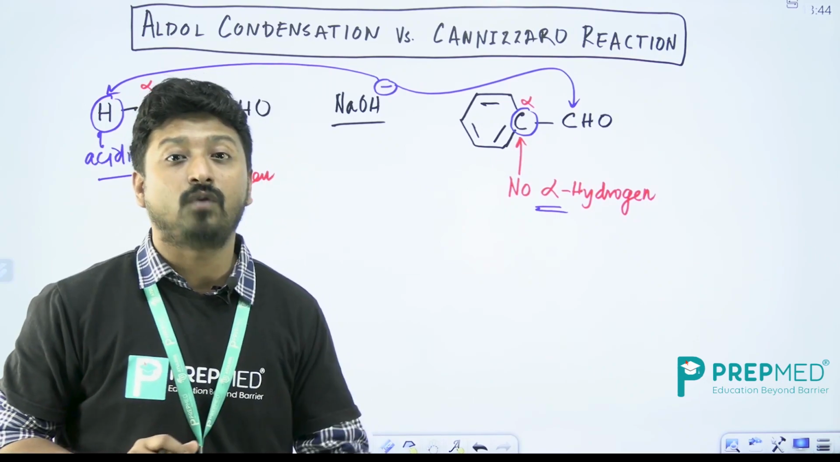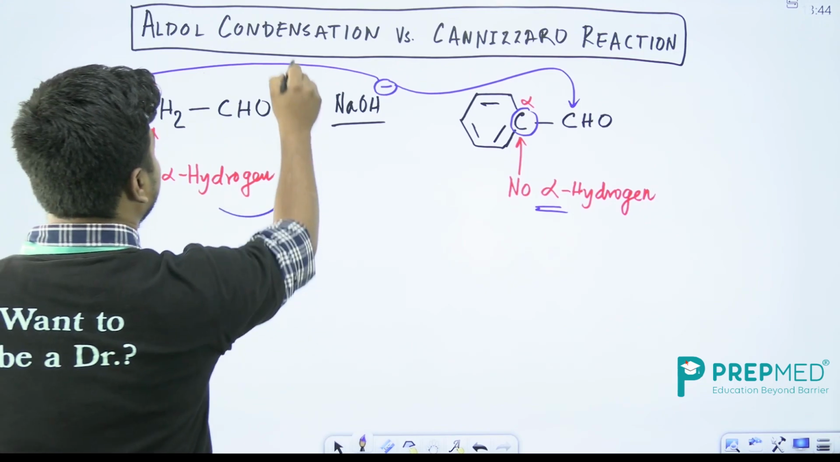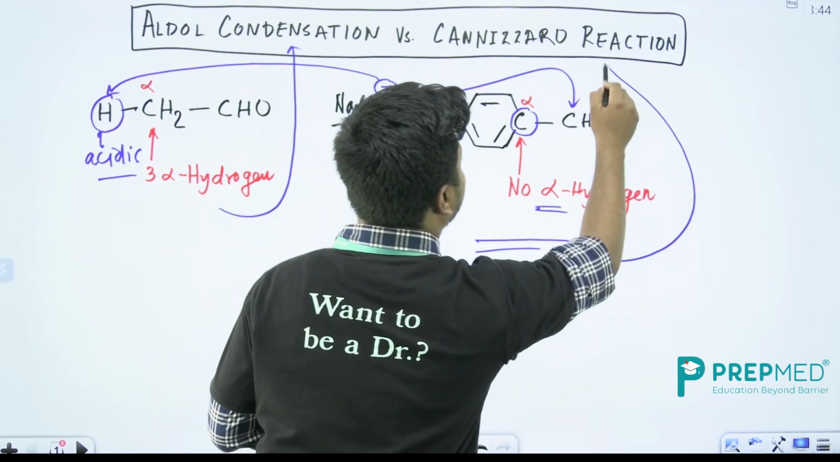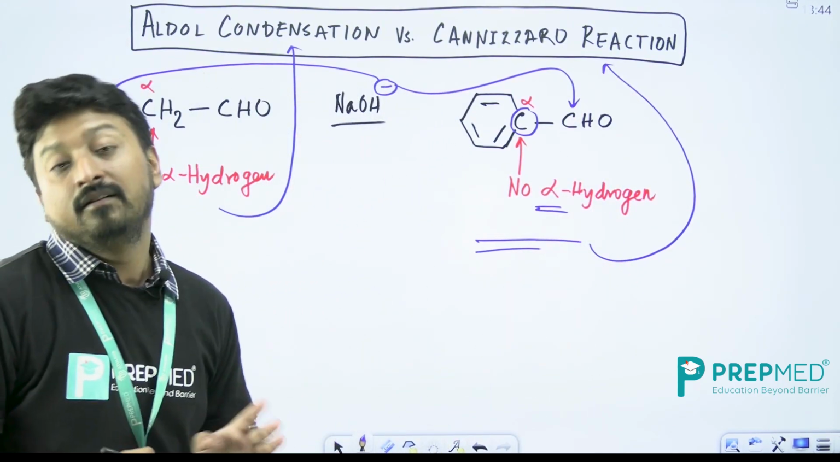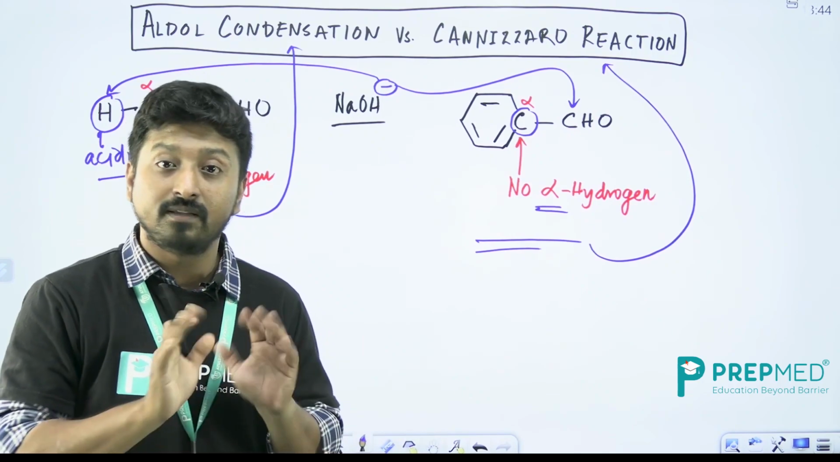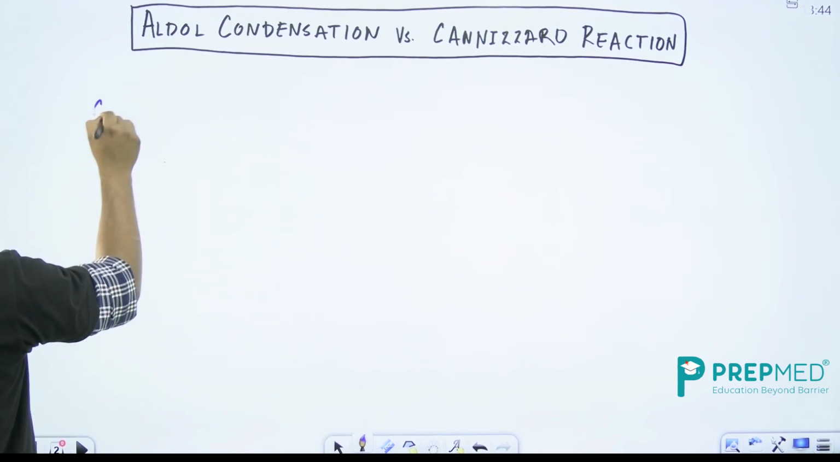Now let's see what kind of product is formed. The first case comes under aldol condensation, and the second case comes under the Cannizzaro reaction. Let's see both reactions separately, and how the mechanism happens.